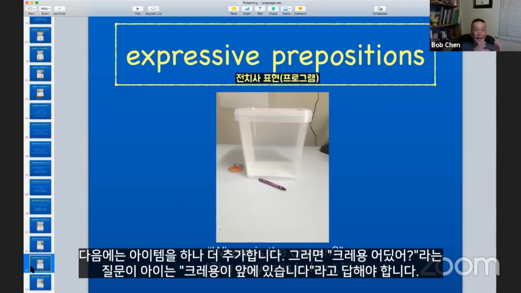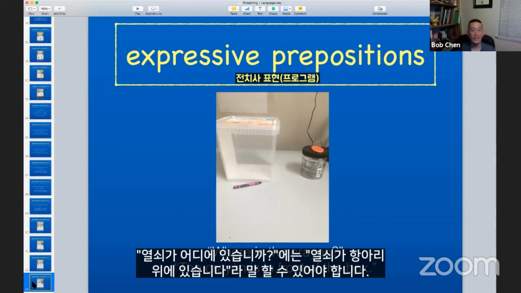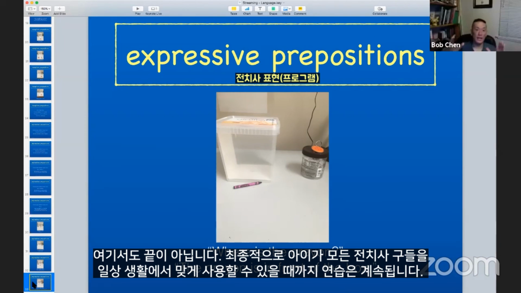Now you're adding the item that they have to put in there. So when you say, where's the crayon? They have to say, the crayon is in front. And then we bring it all together so that we can ask the child, where's the crayon? They can say the crayon is in front of the box. The key is on top of the jar. And again, we don't stop here until we get to the point where they can use these prepositional phrases in everyday life.